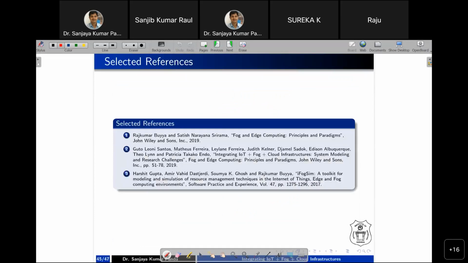You can follow this book, Fog and Edge Computing: Principles and Paradigms, by Professor Buyya. It's a nice book. And also, if you are interested in iFogSim, which also follows this integration, then you can go through the article by Professor Buyya and Professor Ghosh and his team, the last article, which was published in 2017 in Software: Practice and Experience, Wiley Publication.